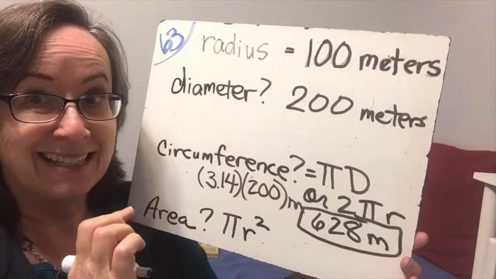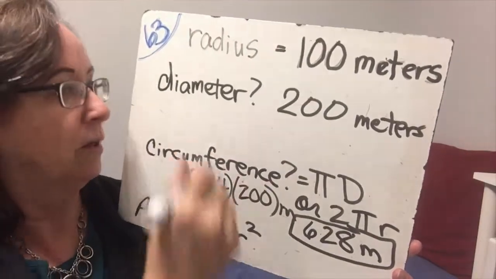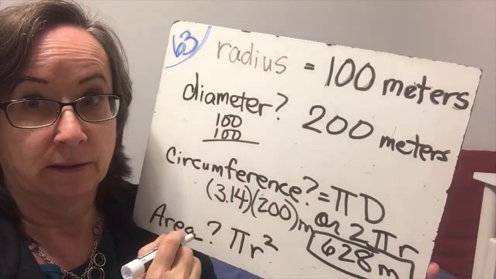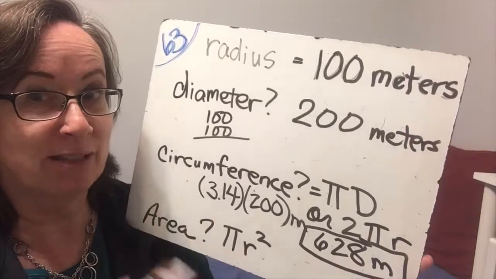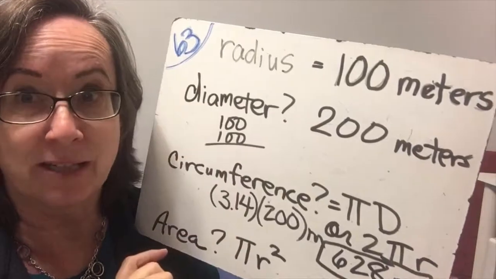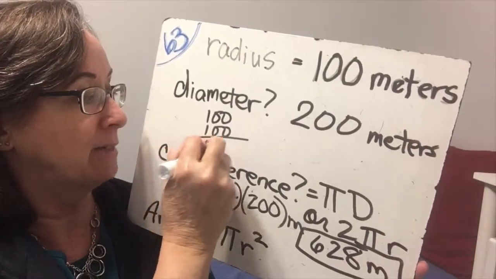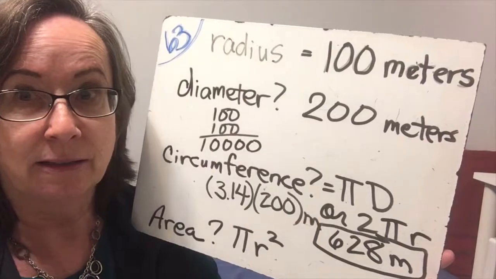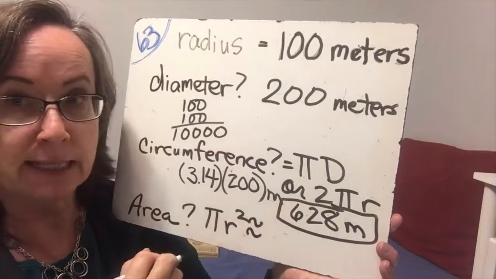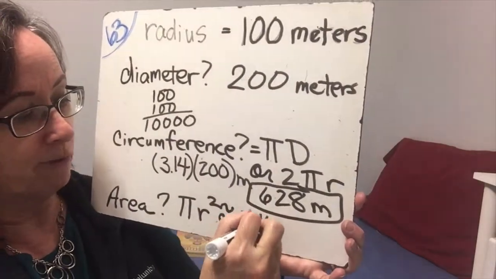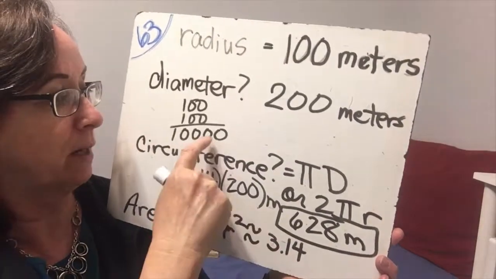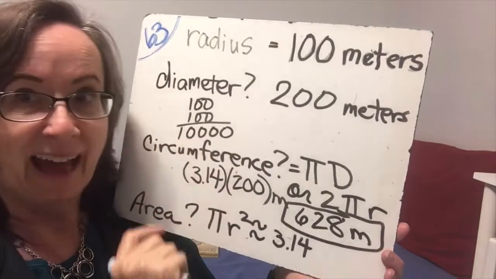R is 100. So what is 100 times 100? Okay, when I'm multiplying by powers of 10, every time I have a 0, I move my decimal one place to the right. You see 4 zeros. So it's going to be 1, 0, 0, 0, 0. That's the answer. Okay, so I'm going to multiply pi. So I'm going to approximate 3.14. And then I'm going to multiply the 3.14 times 10,000.